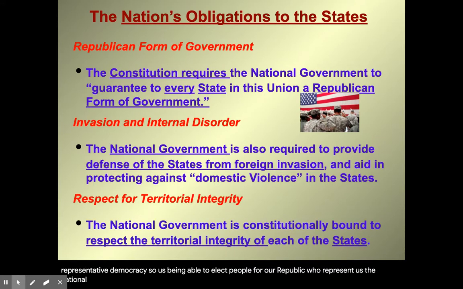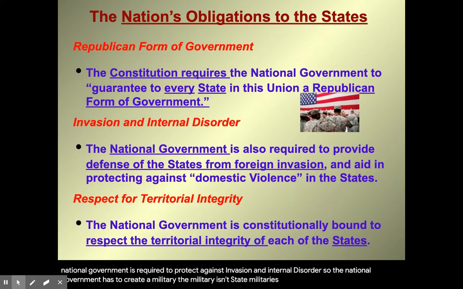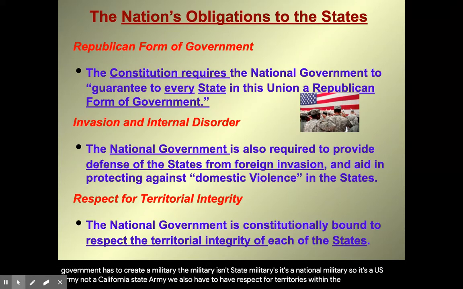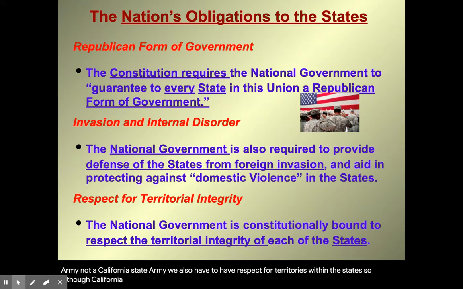The national government is required to protect against invasion and internal disorder, so the national government has to create a military. The military isn't state militaries, it's a national military, so it's a US Army, not a California state army. We also have to have respect for territories within the states. So, although California has the largest population, we can't just say we need more land and scoot over into Arizona and take their state. We have to respect their territory and their integrity of a state.